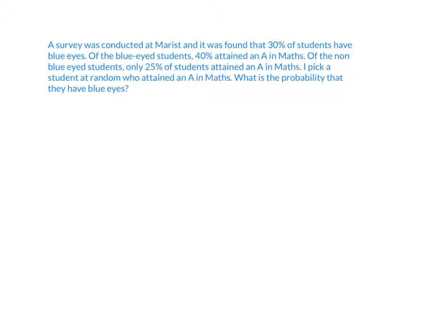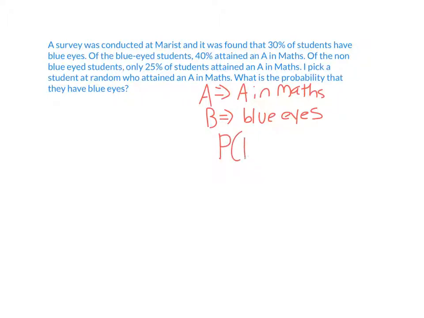So we're going to need to start by defining our variables. So let's let A be the event a student attained an A in maths, and we'll let B be the event that a student had blue eyes, because these are the things that we're talking about, whether they attained an A in maths or whether they have blue eyes. What are we trying to find here? Well, we're trying to find the probability that someone has blue eyes given that they attained an A in maths. Well, I know from the formula that's just the probability of both over the probability of the second one. So A comes second, goes like that.